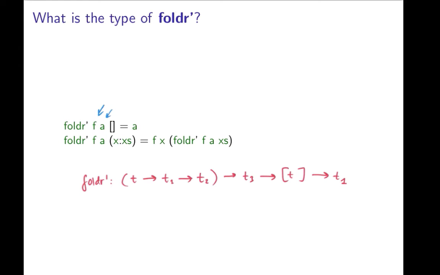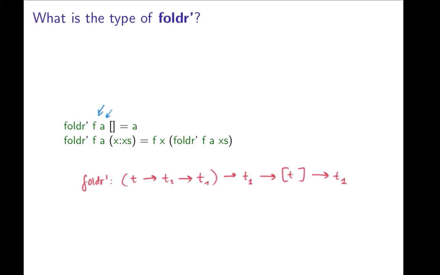Now what about T3 then? Well, let's see here. This is the type of the initial value A, but that's also what appears here, and A has type T1, so this T3 is just T1. Now what about T2 then? Well, we can see from what we have here that F takes 2 arguments. The first one has type T, the second one has type T1, and the result of applying F to these 2 arguments is something of the return type of foldr, and we know that's T1, so this T2 is just T1.